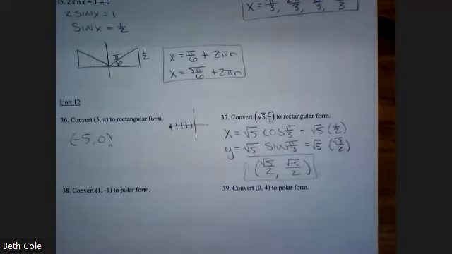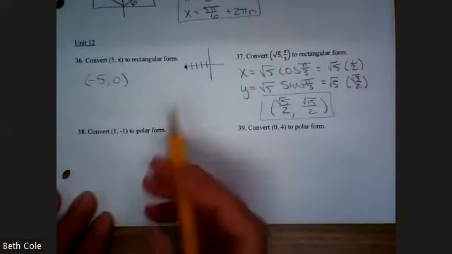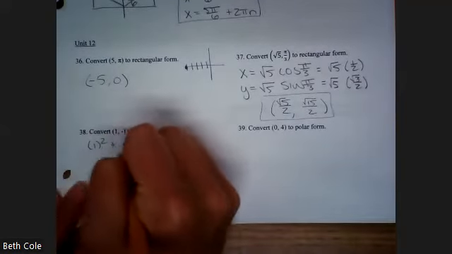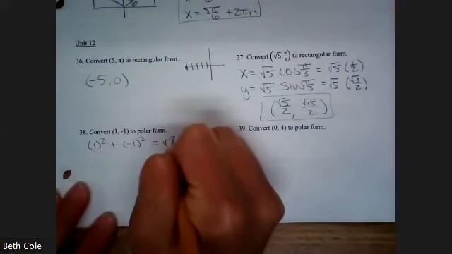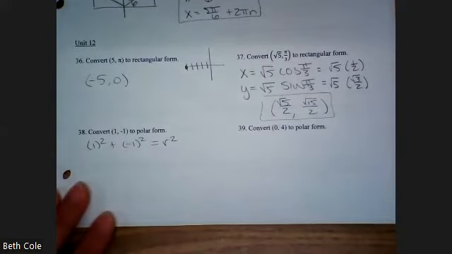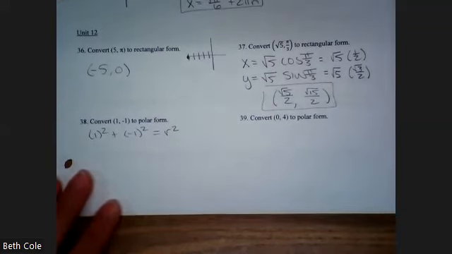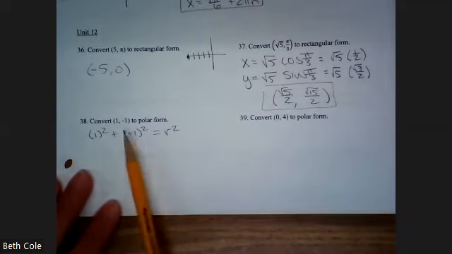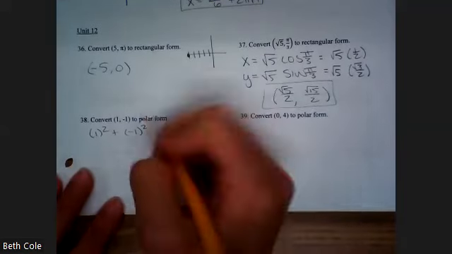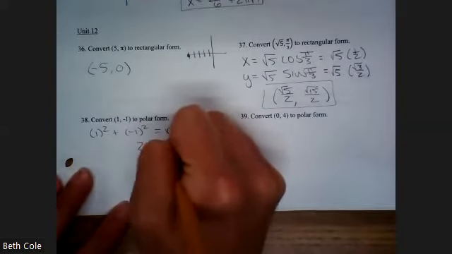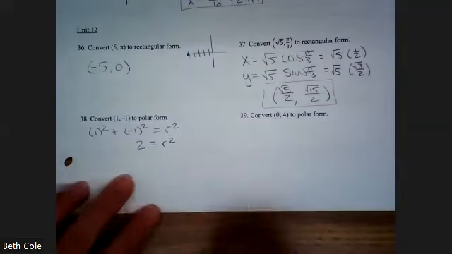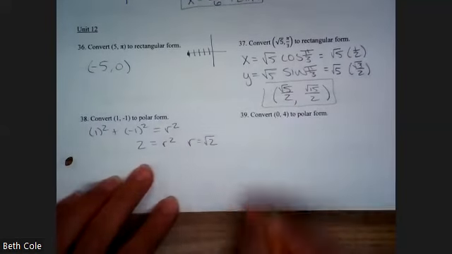And then with these two, we're going to go back the other way. So to get r, it's x squared plus y squared equals r squared. Just your Pythagorean theorem. And so what will that give you? 2. 1 plus 1 is 2. When you square a negative, it's positive. And so r is square root of 2.